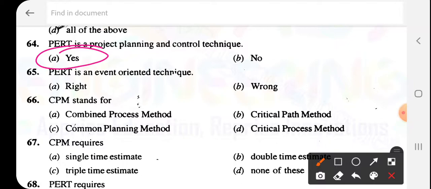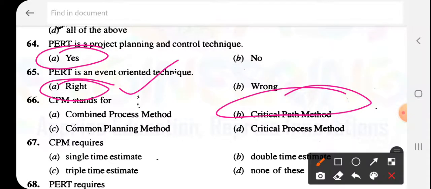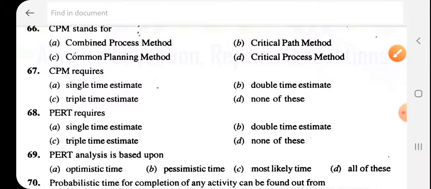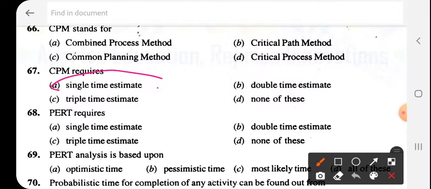65, PERT is an event oriented technique. That is 65, yes. PERT is event oriented, and CPM is activity oriented. Next, CPM stands for critical path method. 66 is B. 67, CPM requires a single time establishment.